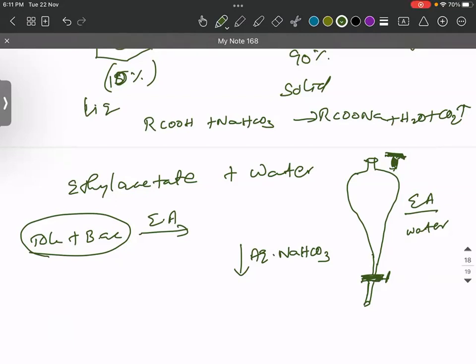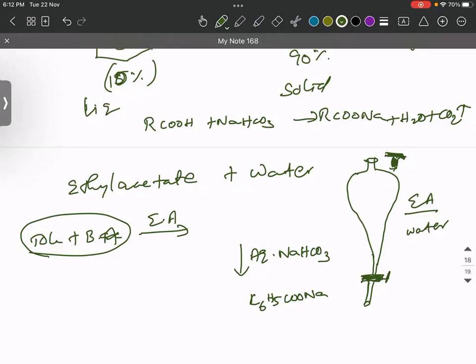For example, phosphate, sulfide, compounds like that. To make it sodium sulfide, now it's a sodium salt, then it dissolves in water. Understood? Now, when you add sodium bicarbonate, what happens? Only the benzoic acid here reacts with sodium bicarbonate and forms sodium benzoate, C6H5COONa. Now that will come to the water layer. The remaining will go to which layer? The ethyl acetate layer. So when you shake, it will separate.